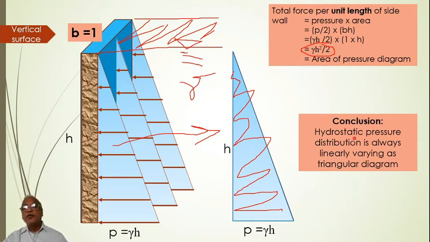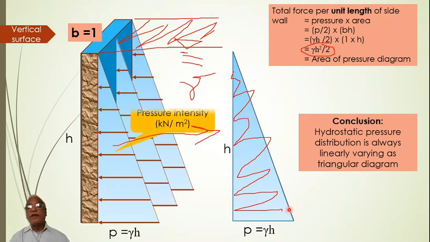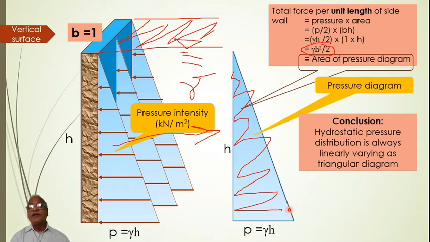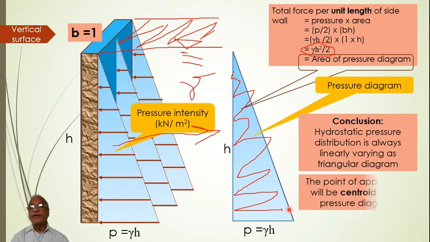Conclusion is hydrostatic pressure distribution is always linearly varying as a triangular diagram. In addition to that, the total force per unit length is given by the area of the pressure diagram. That is a major conclusion. Okay. Next, the pressure intensity is that way. That is the area of the pressure diagram, gamma h squared by 2. Okay, that triangle is referred to as a pressure diagram.